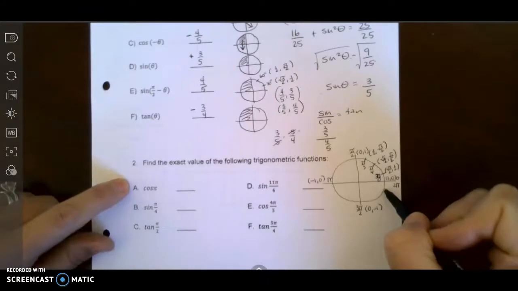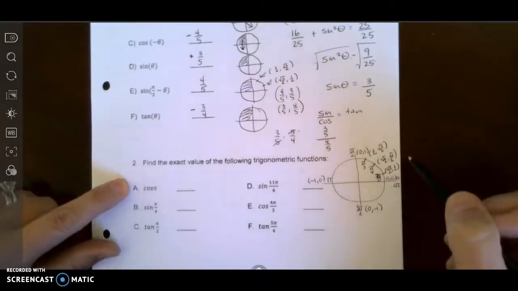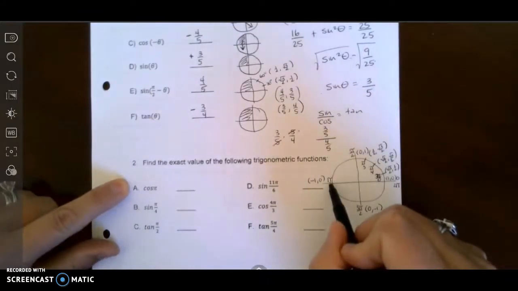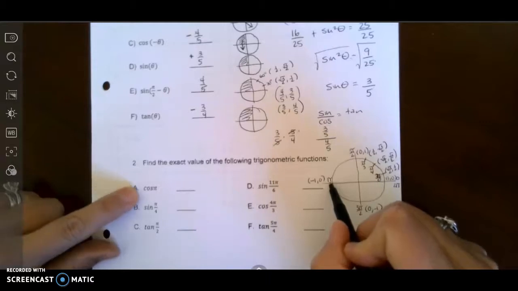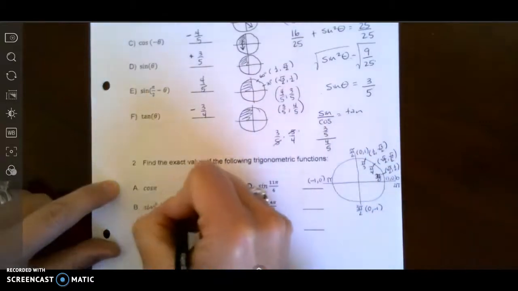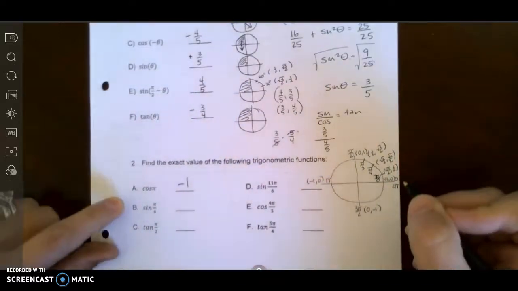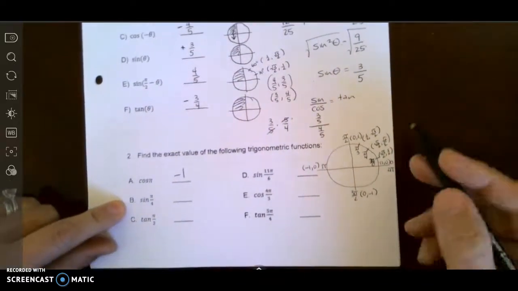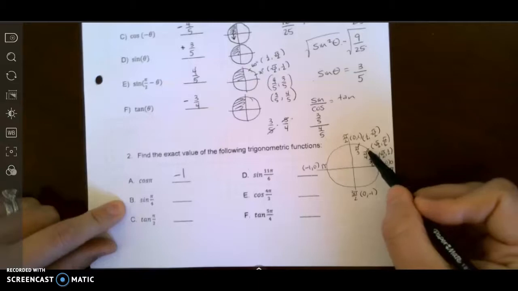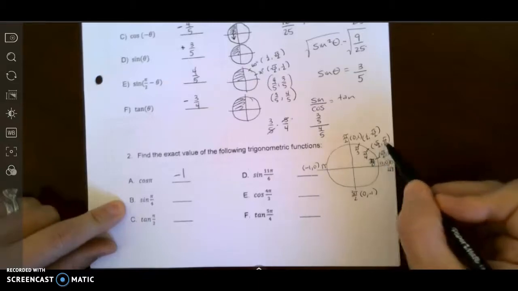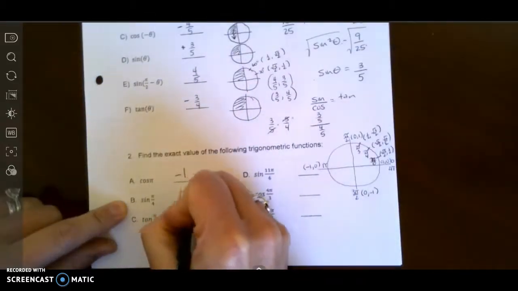Let's start with letter A. Cosine of pi. Pi is right here. Cosine is the x-coordinate, and my x-coordinate is -1. Sine of pi over 4. Pi over 4 is right here. Sine is the y-coordinate, square root of 2 over 2.